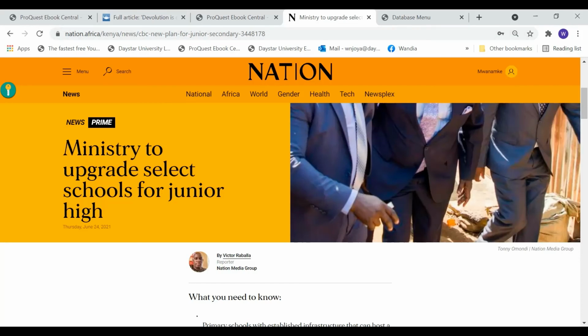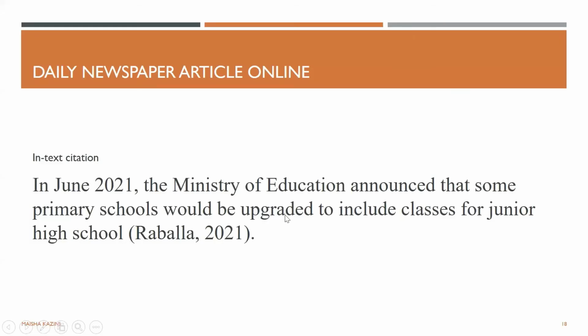So now let's go to the citation. This is the in-text citation. In this case, the reason I am quoting this article is just to give some information about a new development in the education system. So you can see this is my sentence that the ministry announced this. And then at the end, I put the author's name, a comma, and then I put the year. When it comes to the reference list, I'll put more details.